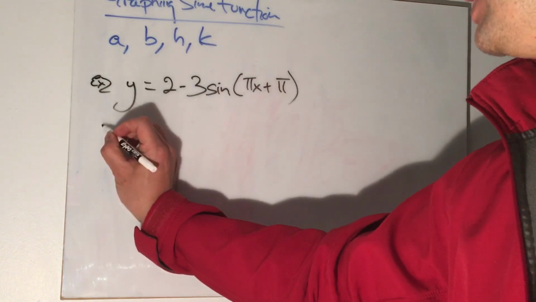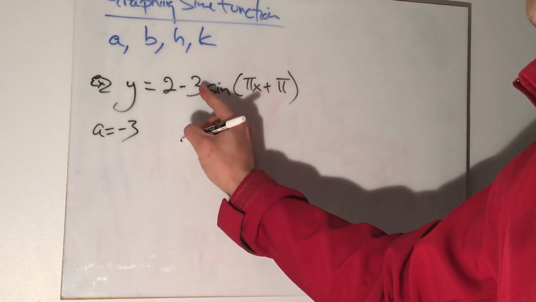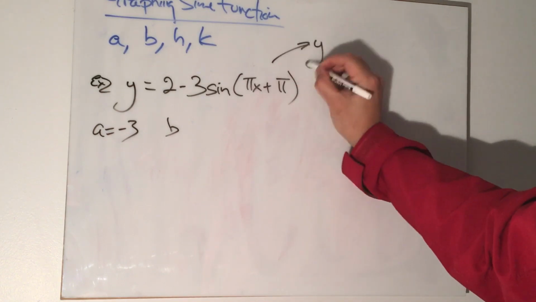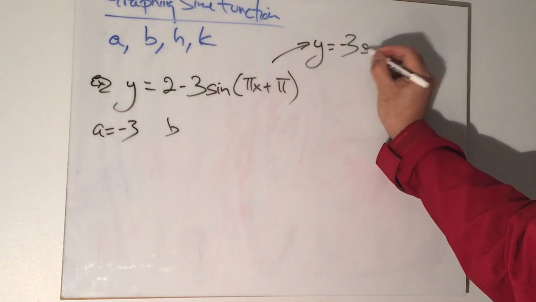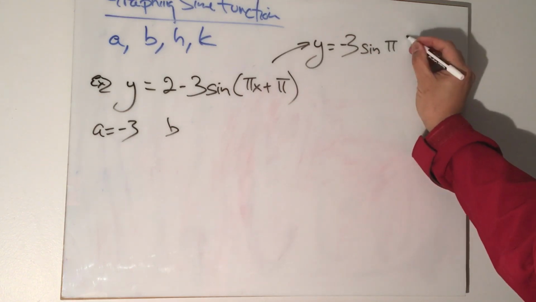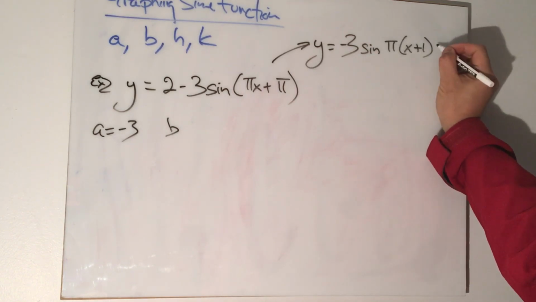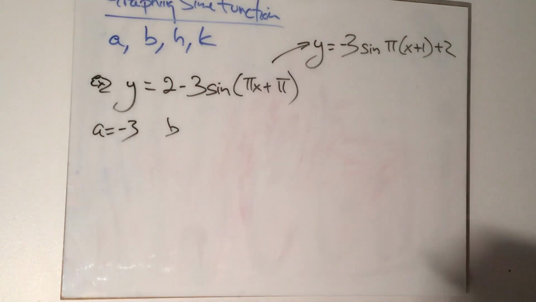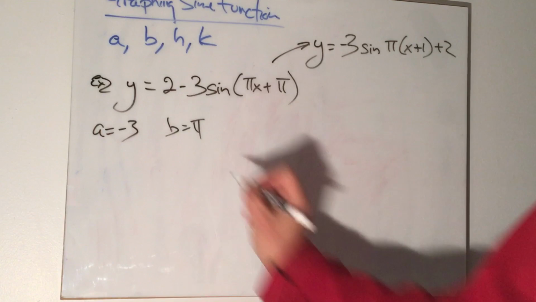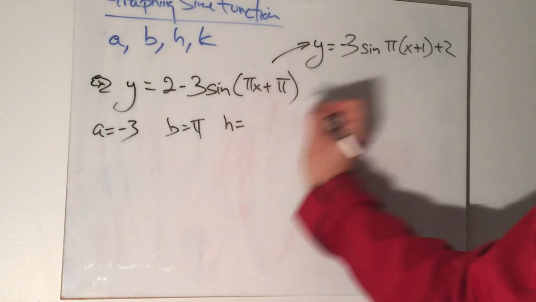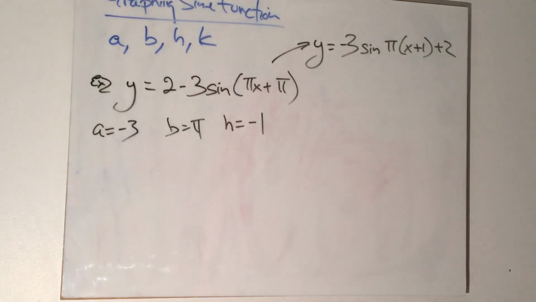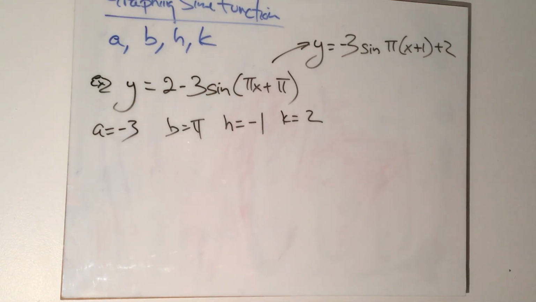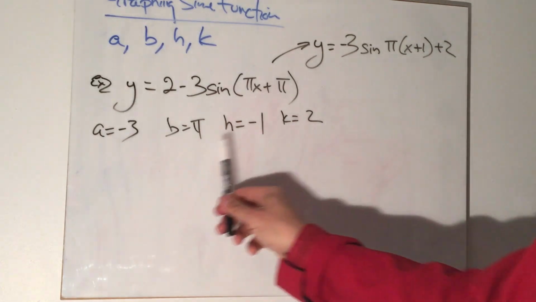If you don't factor it out, you don't find a true B or true H. Okay, A doesn't change. A is negative 3. B, however, we have to factor it out. So this actually becomes y equals, if I rearrange the whole thing, negative 3 sine of pi times x plus 1, plus 2. Right? I move the 2 to the back and I factor out the pi. So now I know my B is equal to pi. I know my H is equal to negative 1. And I know my K is equal to 2.